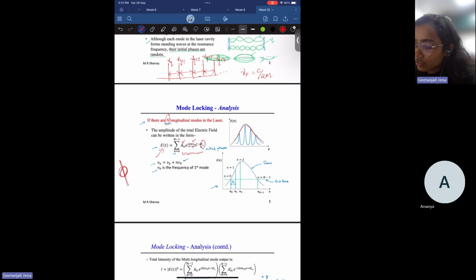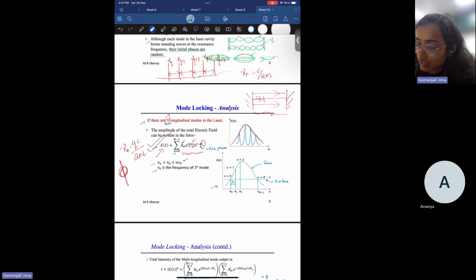And E of t is the resultant electric field. So schematically, there is a cavity and there are n longitudinal modes oscillating inside these two mirrors. The resultant electric field of these interacting modes you can write as this expression: summation of n equal to 0 to n minus 1, a n e to the power i 2 pi nu n t minus i delta n.